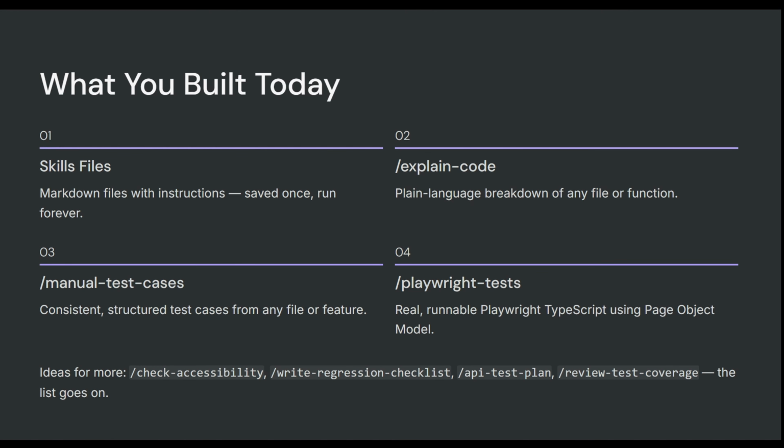Okay, so let's wrap this up. Here's what you actually did today. You learned what skills files are. Just markdown files with instructions for your AI agent. You set up the Claude commands folder, and you built 3 real QA skills: a code explainer, a manual test case generator, and a Playwright UI test generator.